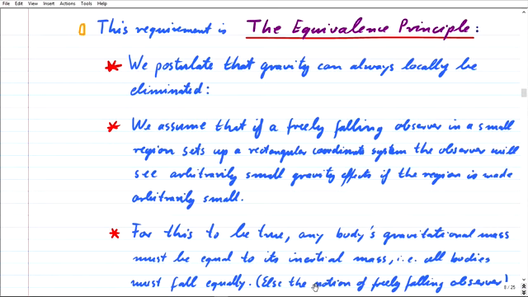And you know what I mean by tidal forces? It means that gravity acts with a different strength here than there, and therefore there is a differential in the force, and that rips on an object of finite size. Okay, so we require that gravity can always locally be eliminated.